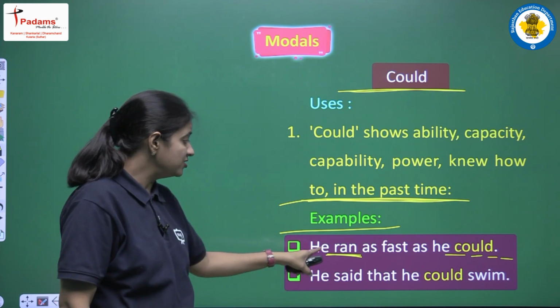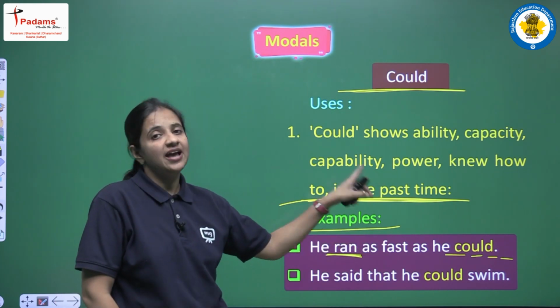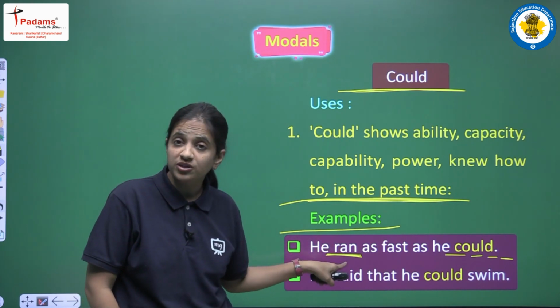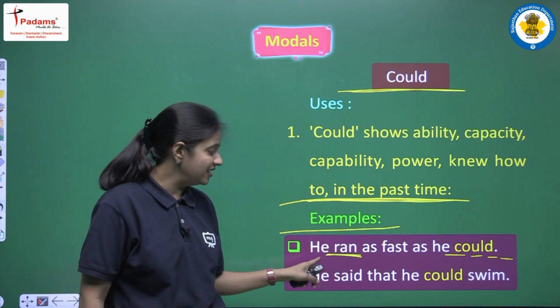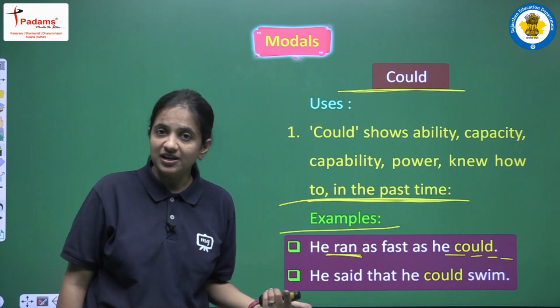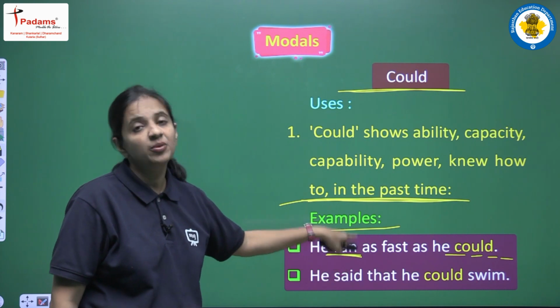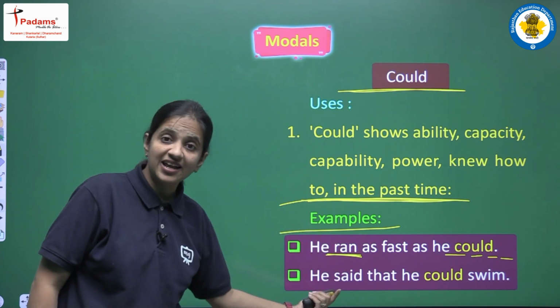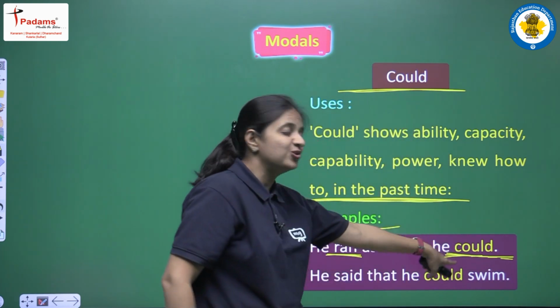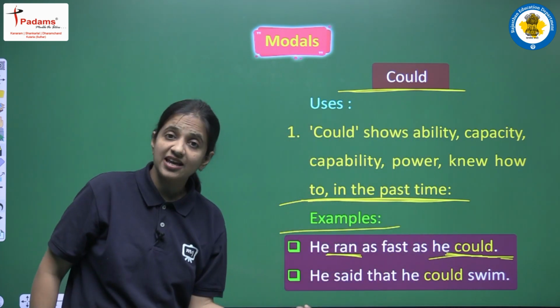So here also when we are reading the sentence and when we are able to observe that we are having the second form of the verb, then it is clear that here we are having past tense, we are having past simple here because we are having the second form. So because we are having past tense here, this is the reason we are writing could here, because could is used to show past capacity.